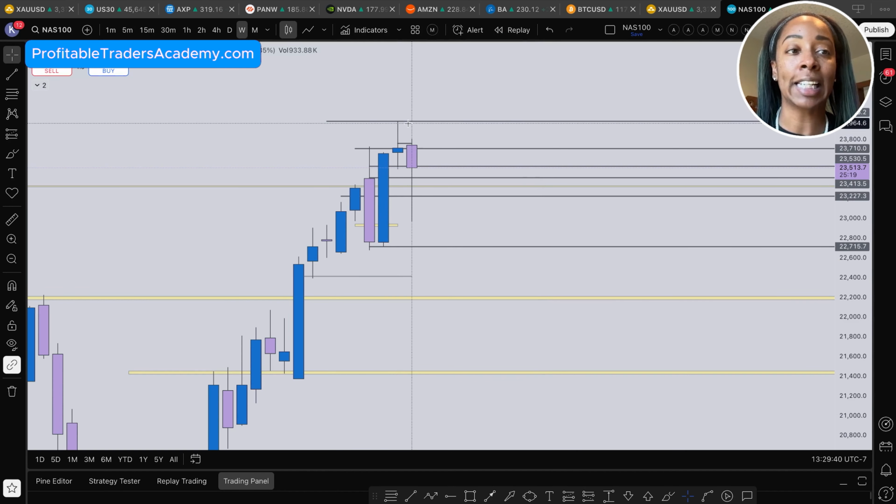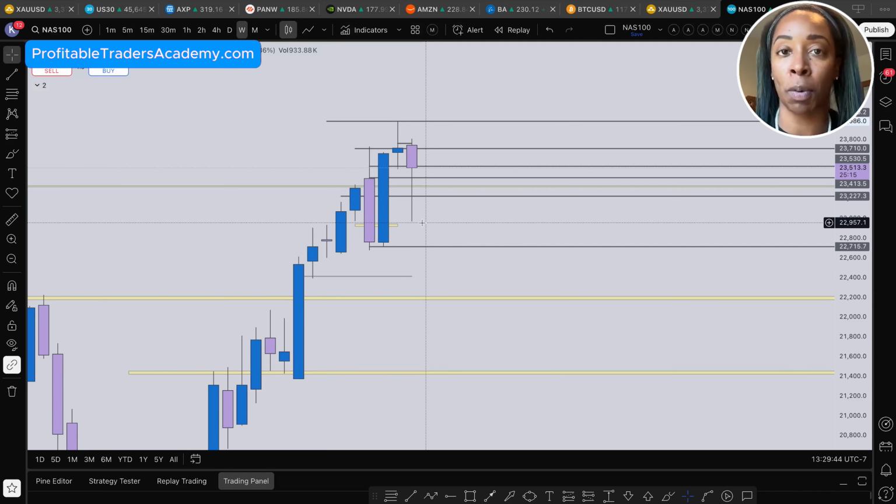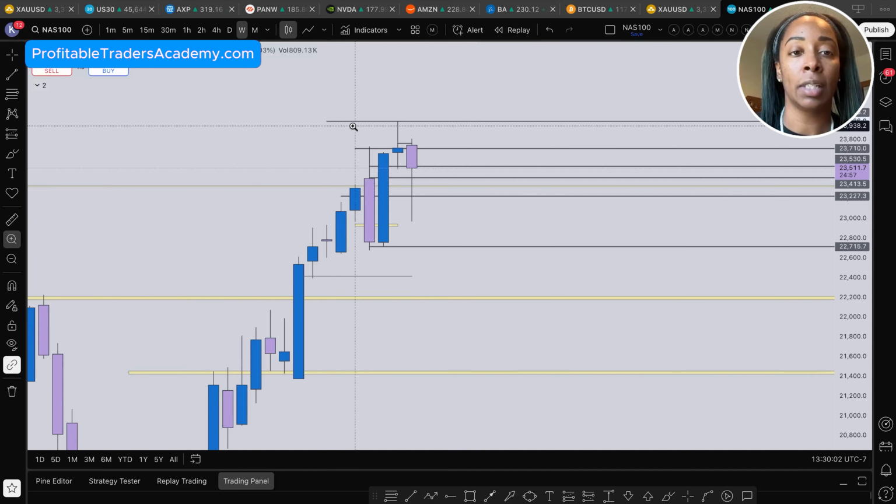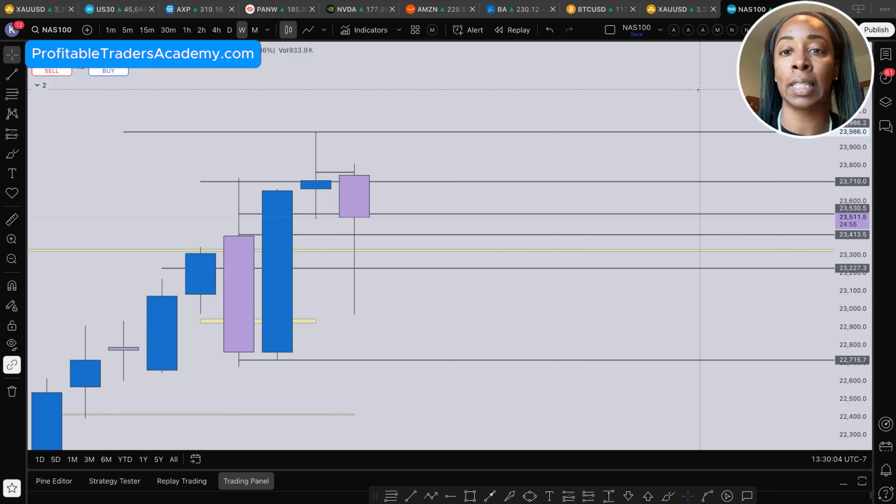So if we just take a look at the weekly time frame here, we can see that there was a lot of bearish momentum at the beginning of the week, and then we ended not bullish, but with a lot of bullish momentum closing this way, and this candle basically rejected the downside. So we're going to go to lower time frames and see what is happening there. But let's just talk about these levels really quick.